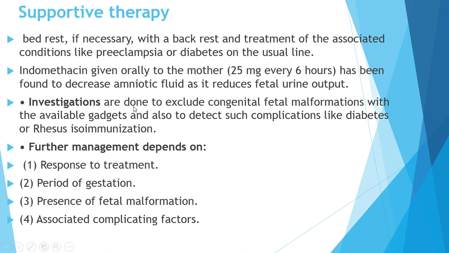Then we have to go for investigations. Ultrasonography should be done to explore congenital malformation with the available gadgets, and also to detect complications like diabetes and Rh isoimmunity. If we do blood investigations, we can find out if the mother is diabetic or has Rh isoimmunization, that is blood group problems. Further management depends on response to treatment, period of gestation, and presence of fetal malformation and associated complications. So the first line of management is supportive therapy.